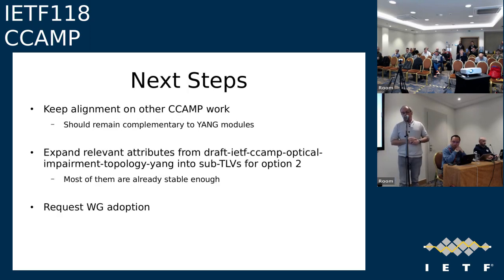Next, please. So the next steps, as just said, keep the alignment. It's part of the existing initial work, and we want to make sure it will remain part of the target to keep alignment on existing work within CCAMP, and not to be an alternate path on what are the expected optical attributes there. So if the working group agrees to go that way, we have to be a bit more specific in the description within the draft on how to encode the sub-TLVs. This is not a very complicated issue to address. It's a matter of taking some time to write them down, but nothing complicated at all.